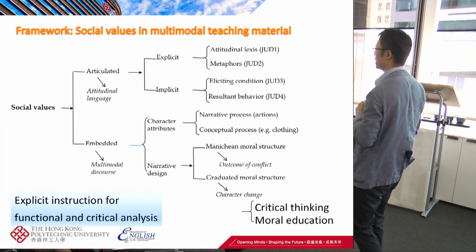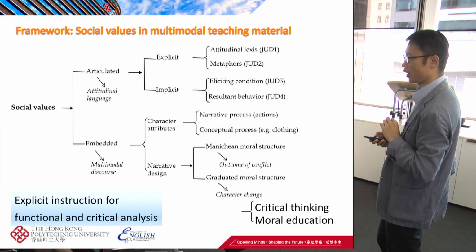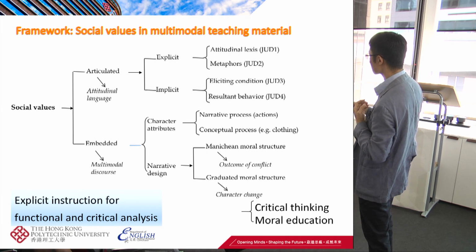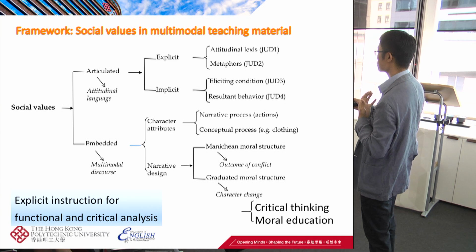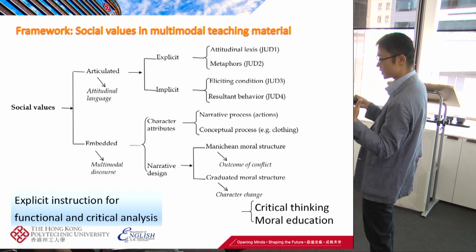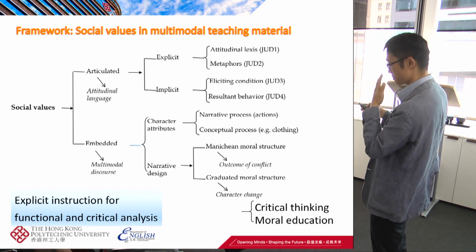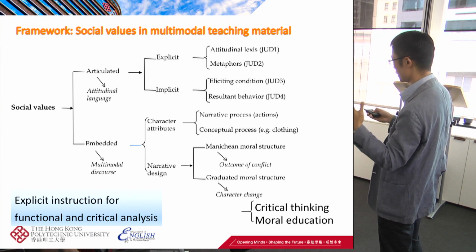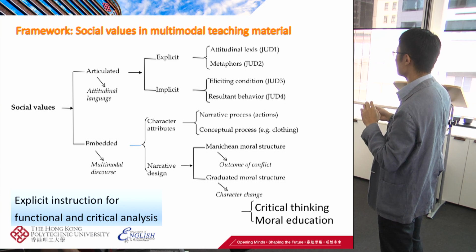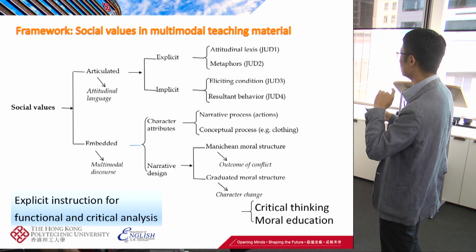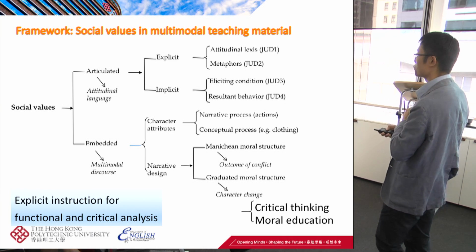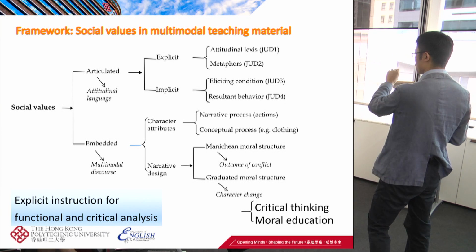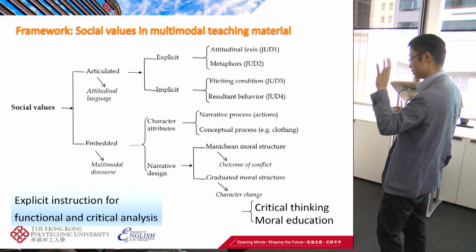And based on that, I developed my theoretical framework to see how values are designed in the textbooks. So first, I distinguish between articulated and embedded values. If it is articulated, it can be explicit or implicit. If it is explicit, that is basically attitudinal axis, like kind, brave, and so on. Or you can use metaphors, like she has a heart of gold, or he's a tiger, or whatever kind of attributes. Implicit, then you use eliciting conditions and resultant behavior, like she donated all her money, or we need to learn from her. And then it can also be embedded in multimodal discourse. That is, we don't just rely on language. It can be just in the depiction of characters. So, for example, the depiction of a boy littering on the street, okay, or shouting in the library, things like that.